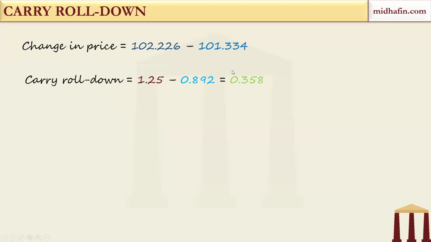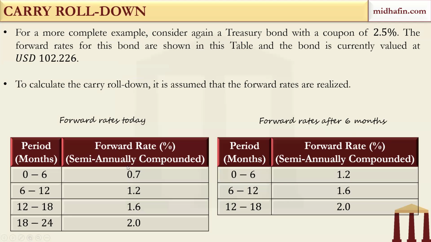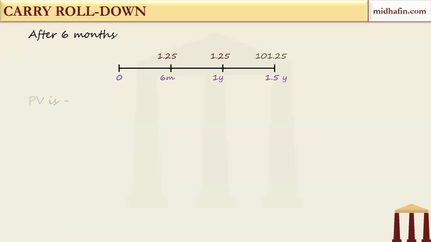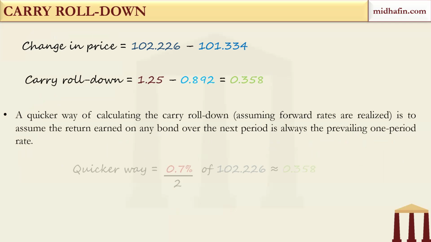Now a catch here while calculating with the assumption that forward rates are realized: the benefit here is that you have a trick to calculate carry roll down. You are not required to do such lengthy calculations. Rather, what you have to do is just look at the interest rate for the current period. That is 0.7%. It is per annum, right? Per annum with semiannual compounding. That interest rate can help you find out what the carry roll down will be. All you have to do is multiply the interest rate for the period with the initial price of the bond.